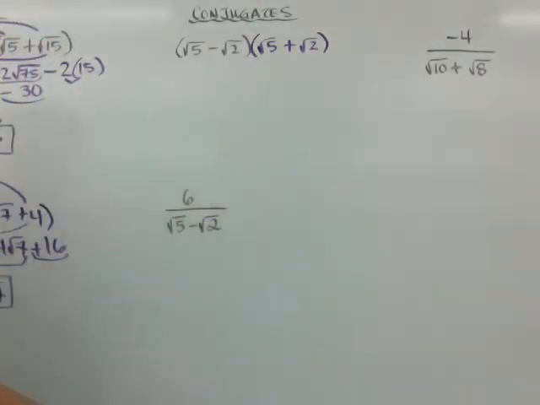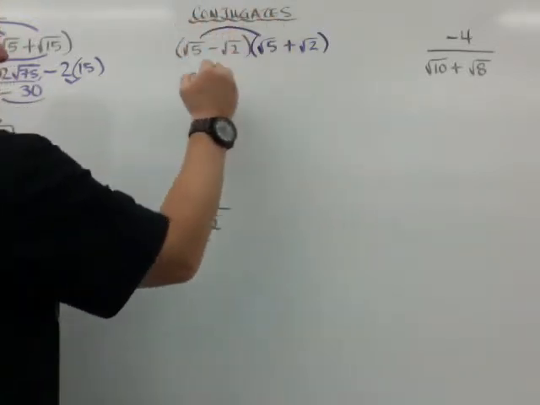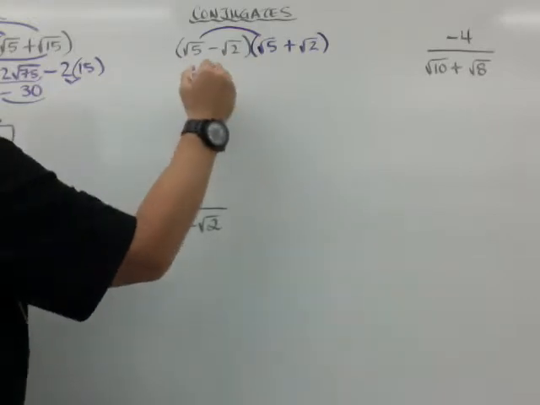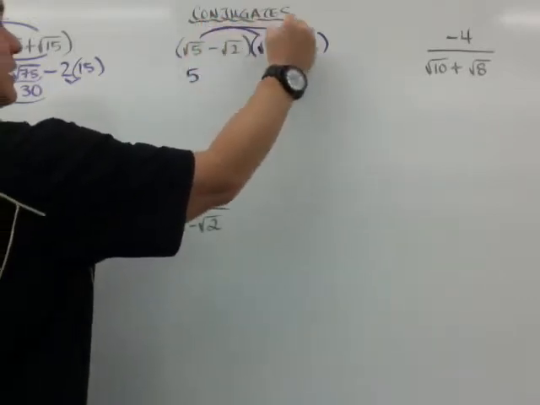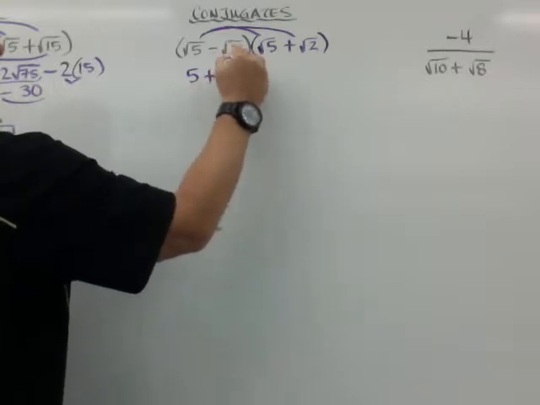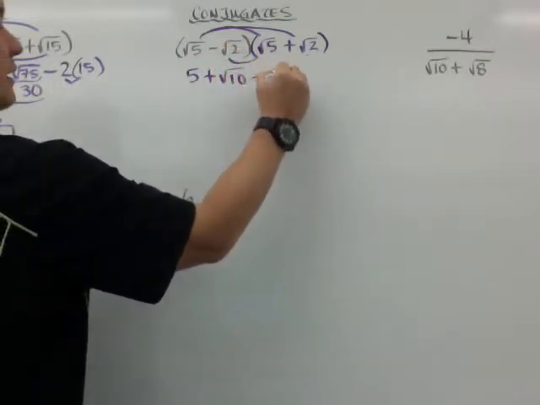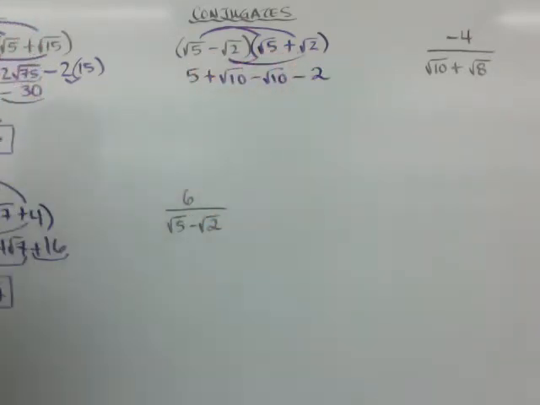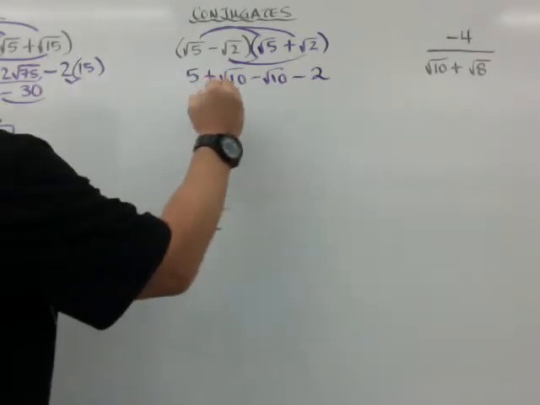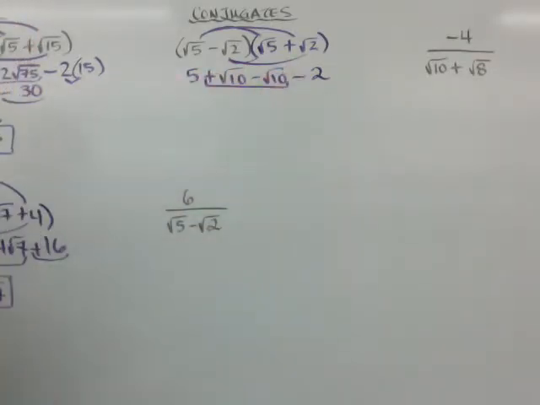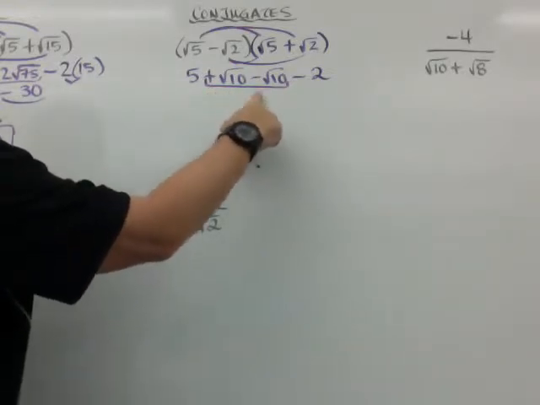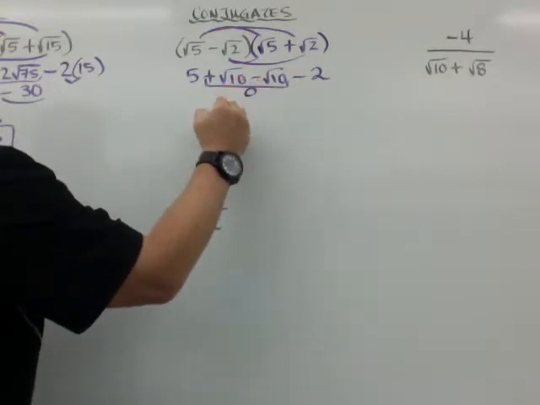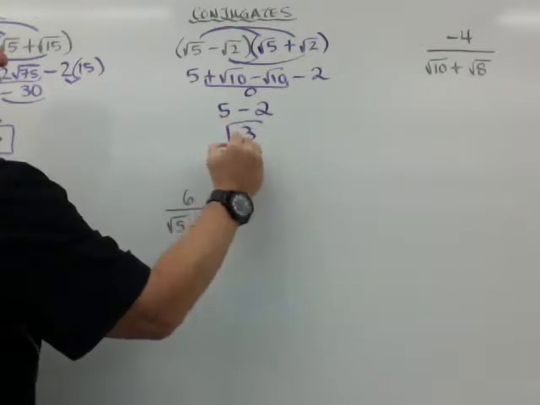So when we do this and we FOIL, you can see we're starting out with some radicals, but watch what happens when we FOIL it. Radical 5 times radical 5 is 5. This becomes plus radical 10. This becomes, with the negative, minus radical 10. And this becomes negative radical 2 times positive radical 2, which is minus 2. You can see just like on difference of squares, the O and the I, or the middle terms, drop out because radical 10 minus radical 10 becomes 0. And you're just left with 5 minus 2, which is 3.